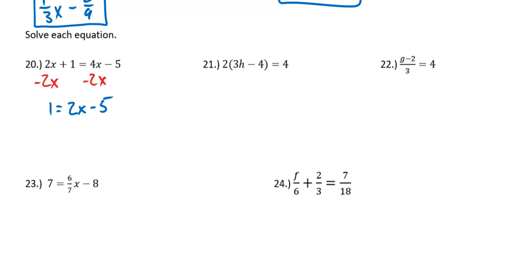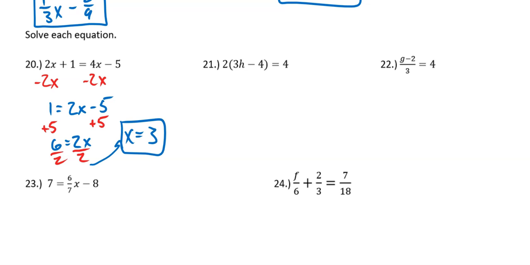Now I can work backwards through order of operations. I undo addition and subtraction, then I undo multiplication and division. So in this one, I'm going to undo that subtraction first by adding a 5 to each side. And now I'm going to undo that multiplication by dividing each side. And that's it. Okay?